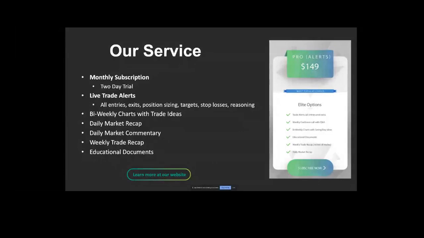So I post charts bi-weekly that include key support levels for support and resistance. And then I provide trade ideas as well. So typically on Sundays, I'll post roughly about 10 charts, maybe more. And then on Wednesdays, I will update charts that are the most relevant for the rest of the week.